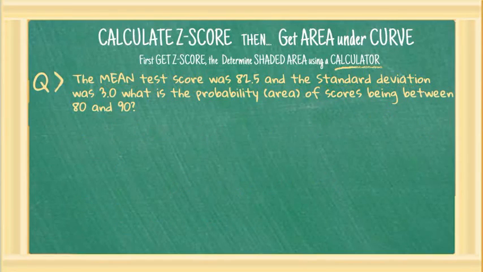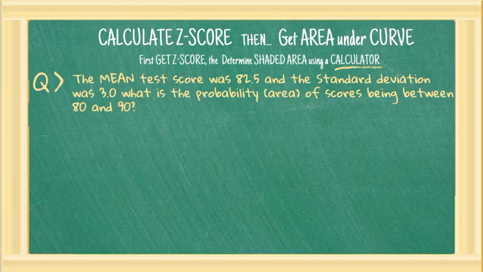Okay, 6.3, calculating a z-score, which we're good at by now, and then getting the area under the curve to match the desired z-score area we're talking about, all right? So the mean test score was 82.5, okay? And the standard deviation was 3.0. What's the probability, also known as area under the curve, of scores being between 80 and 90?